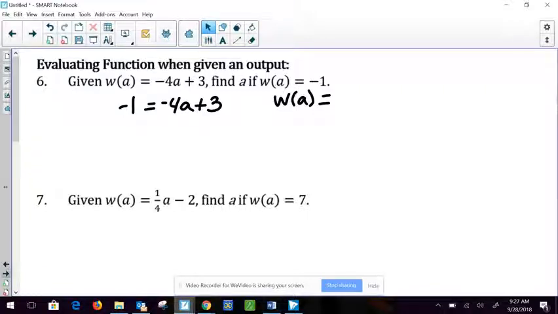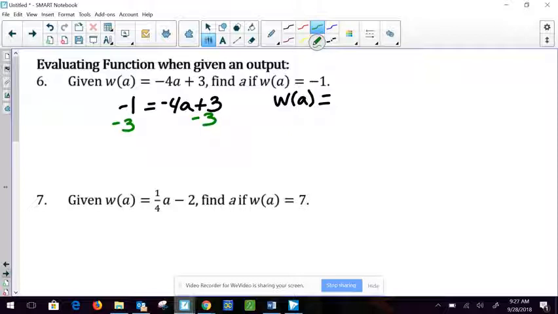Does this look familiar to you guys? Yeah, this is just a two-step equation that we're all capable of solving. So I'm trying to solve for a. I want to know what the value of a is that makes this true. So I'm going to start by minusing 3 to both sides. -1 minus 3 is negative 4. Good. And that's equal to negative 4a. Final step to get a by itself, you guessed it, divide both sides by negative 4.